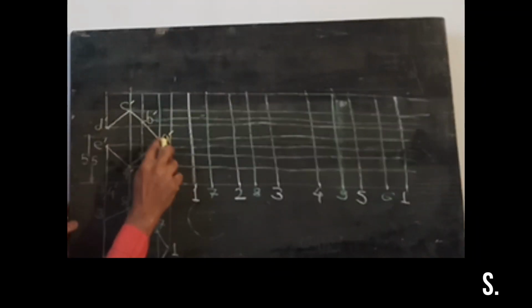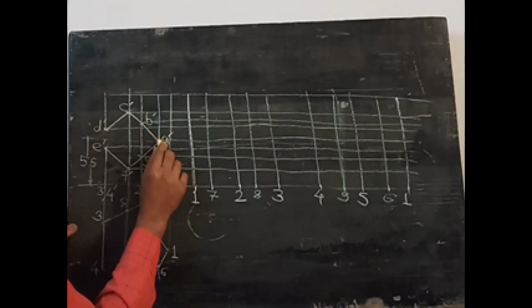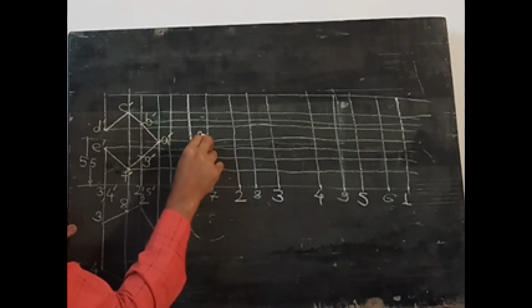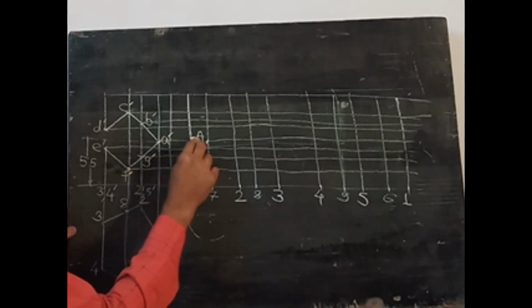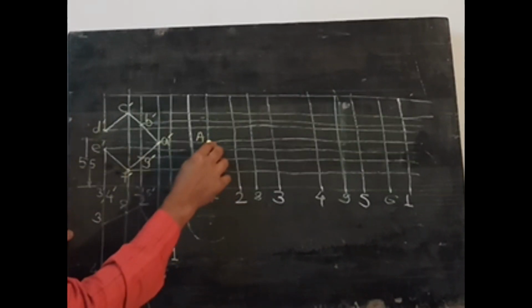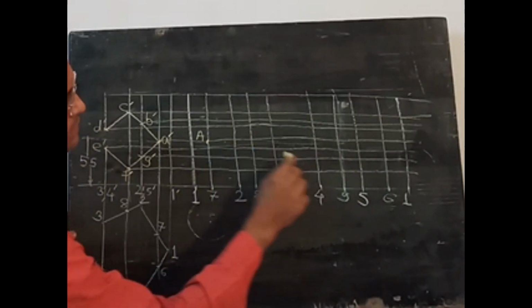So I start from A. A is on which edge? You can see it is on 6 and 7. So wherever this intersects 6 and 7, so see here is 7. So this is A, and again on 7. So we can see 7 we have marked. Now on 6.